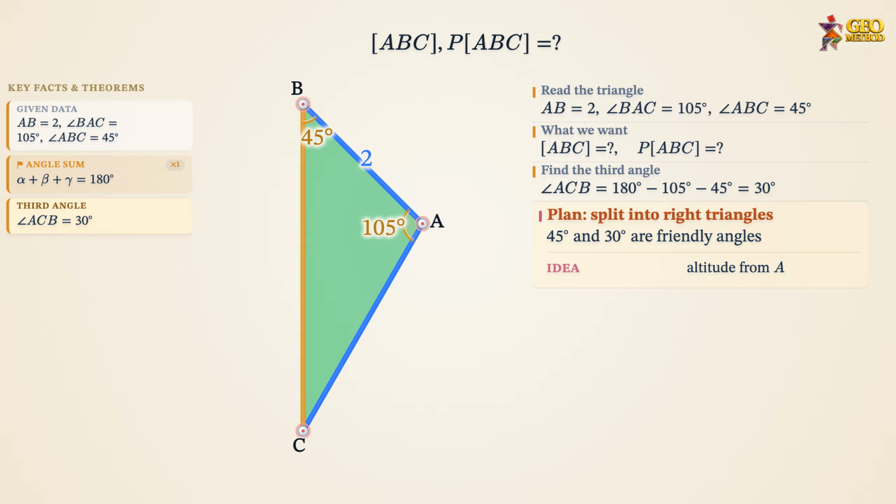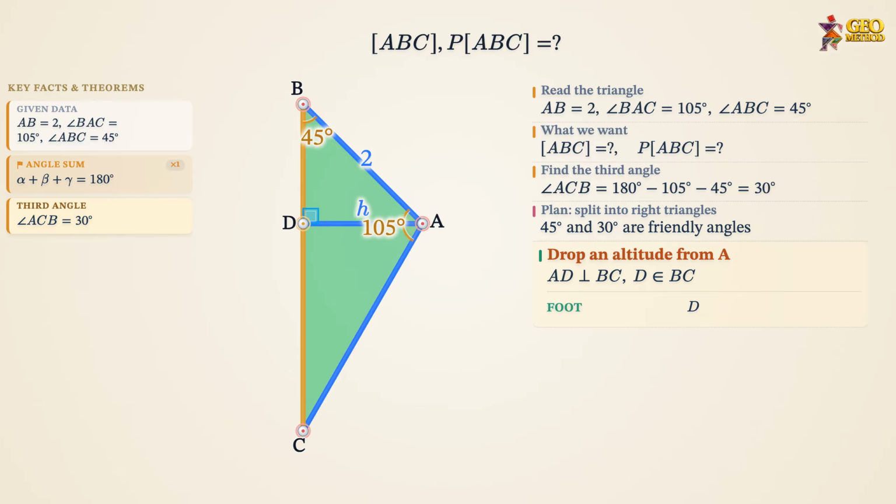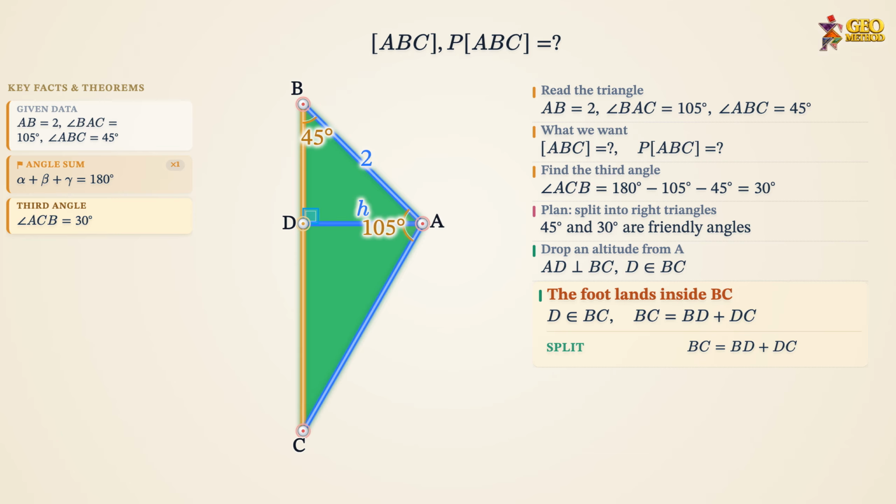The clean way to do that is to drop an altitude from A. Draw a perpendicular from vertex A straight to the left to side BC and call the point where it lands D. This new segment AD is the height of the triangle, and it meets segment BC at a right angle. Because the angles at B and at C are both acute, the foot D lands strictly between B and C. So the altitude cuts triangle ABC into two right triangles that sit side by side, and side BC is split into two clean pieces.